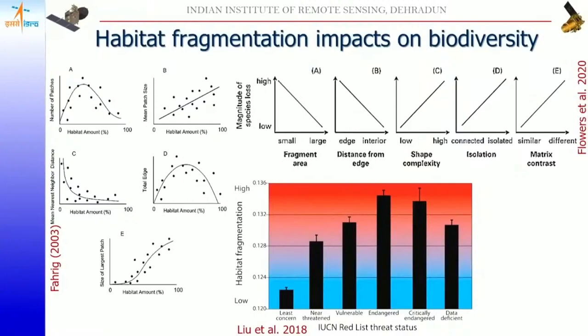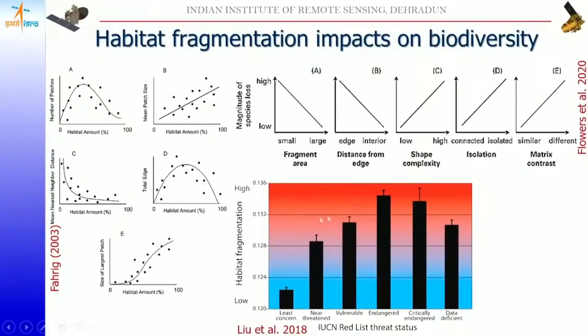global level study, they assessed the actual impact of the habitat fragmentation on the various conservation status of the mammals or the species. Here you can see the low to high fragmentation area, and also the number of the endangered species.